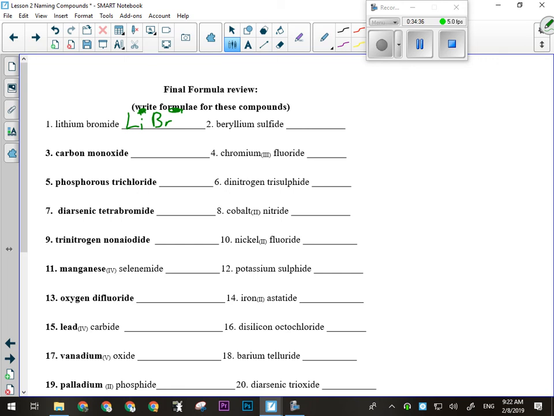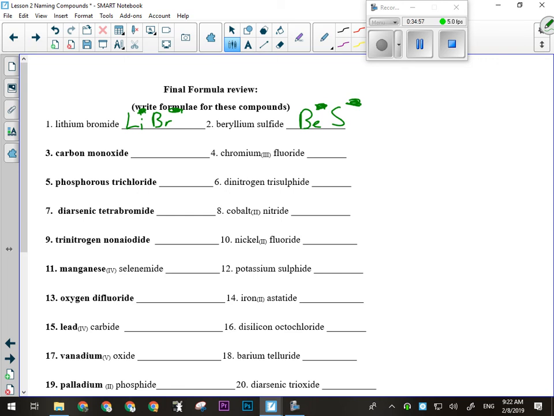Okay, for number 2, I've got beryllium sulfide. Again, beryllium is a metal, so this is an ionic compound. Beryllium has a charge of 2+, sulfur has a charge of 2-. Those already add up to 0. So I can just leave it as BeS. I don't go Be2S2. I can reduce that down. We always reduce if we can.